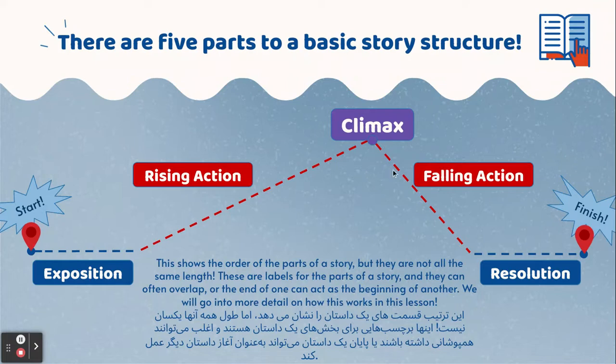After the climax, there is a falling action, which deflates the tension experienced during the climax until the resolution, which is what wraps up and concludes a story. So, these parts of this basic story structure are not all the same length. These are labels for the parts of a story and they can often overlap, or the end of one can act as the beginning of another. And we can look more at this later when we work in the lesson.